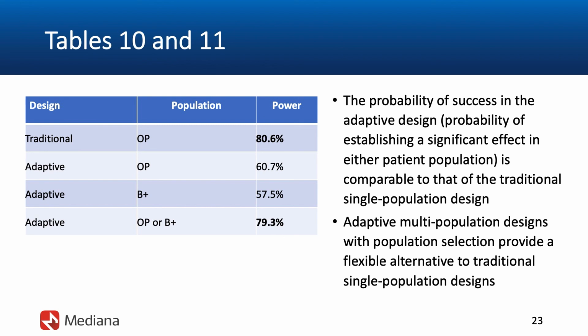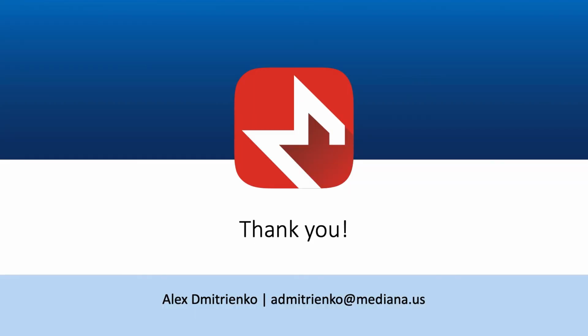And in addition to that, for the adaptive approach, the table also gives us the probability of success within each individual population, overall population or the biomarker positive subpopulation. This information is generally helpful, but of course it would be of secondary importance. And the main conclusion here is that adaptive multi-population designs with population selection provide an appealing, flexible alternative to traditional single population designs.